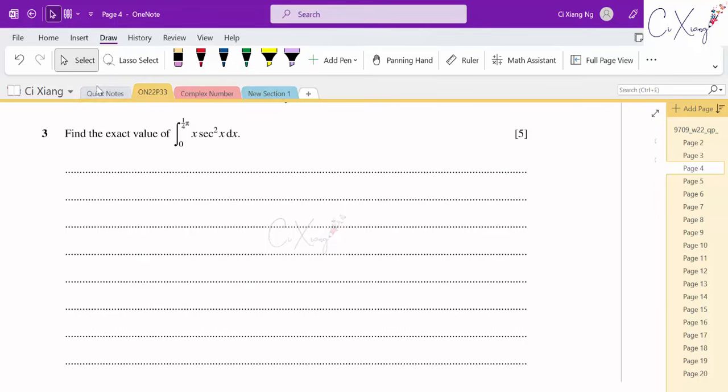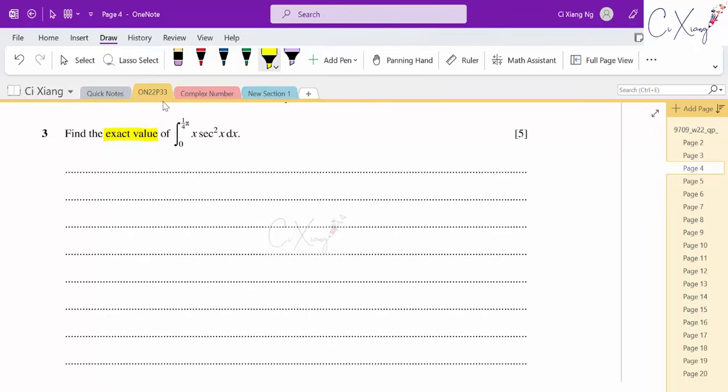Okay, so question number 3, they want us to find the exact value of this integration. So highlight the word exact value. Our final answer shouldn't be in decimal number, right? You should have it in pi form or maybe e form, exponential form or fraction form.